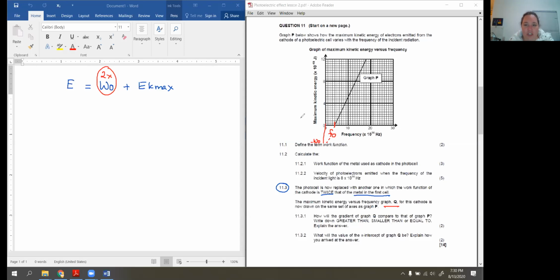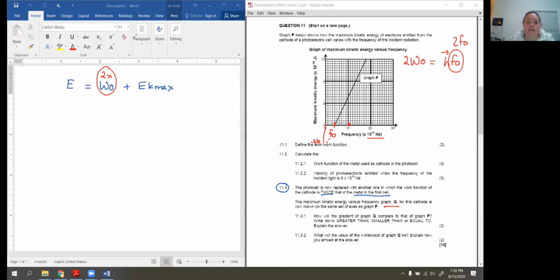Now, I'm going to suggest that we actually try and draw it on. So the first thing that you should note is if your work function is twice as big, Planck's constant stays the same, and your f0 will also be twice as big. So instead of being 5 times 10 to the 14, it's going to become 10 times 10 to the 14.